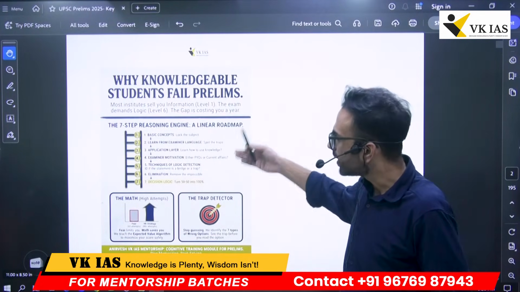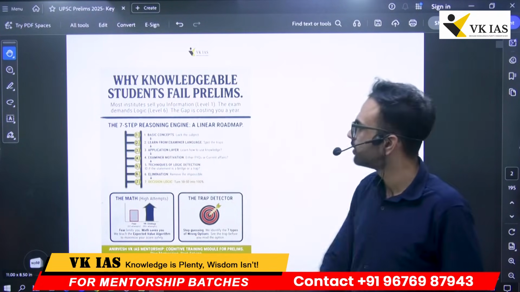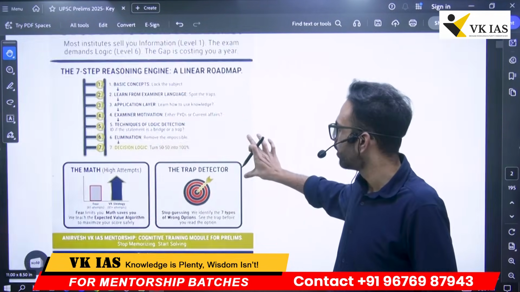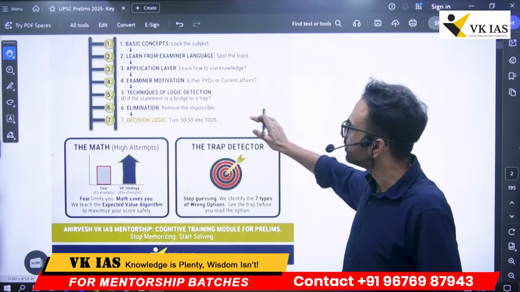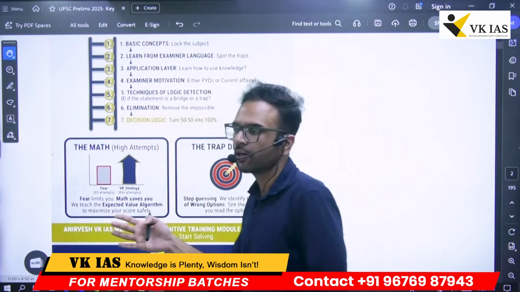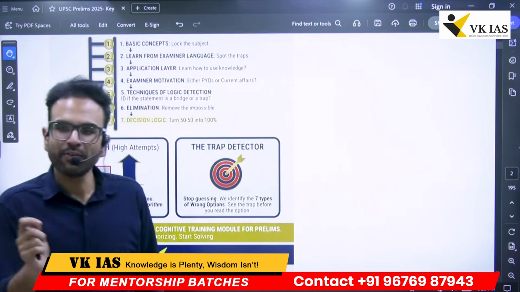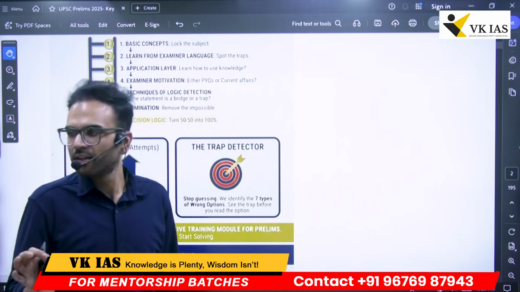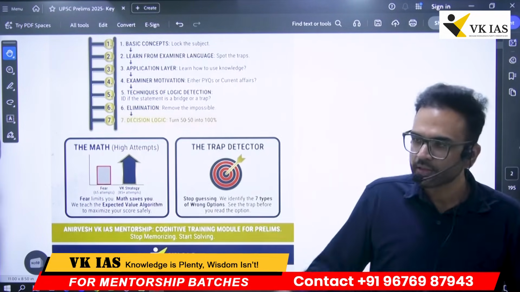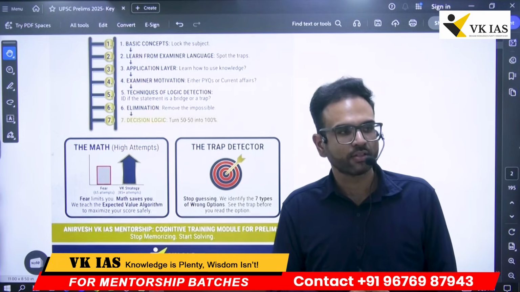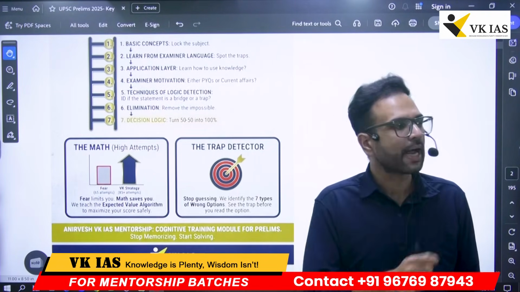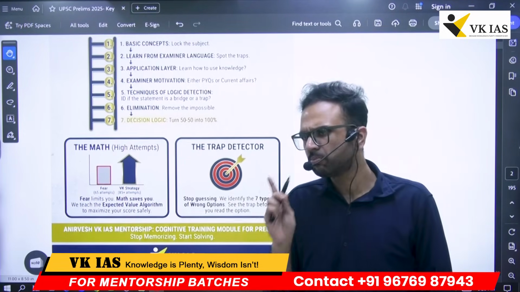So the decision logic will be the 7th step, the most important step. At least 50-50. You should at least reach that 50-50 stage. Like if you're playing the Kaun Banega Crorepati situation, every question should be approached as if you are using the 50-50 lifeline. Reach till that point and take the risk. Your risk-taking ability again will be trained through your practice, and it depends from person to person.